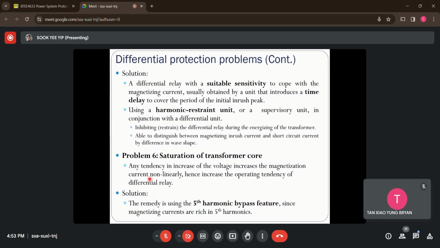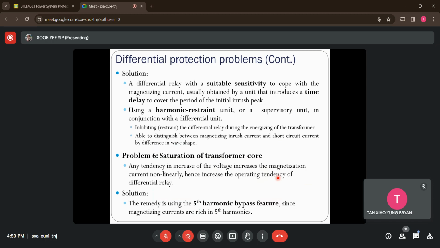After you have the transformer operating higher than the knee point voltage, with a small increase in voltage value at the secondary side, let's say 10%, it can give you 30% increment in the magnetizing current. That's probably the problem if you have a saturated core for the transformer. In such a case, it can increase the operating tendency of the differential relay, which is a maloperation.